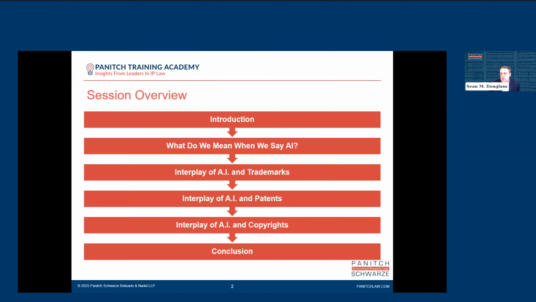This is just a little session overview of what we plan on doing: introduction, and then I'll start with what we mean when we say AI. I want to give a little bit of background on how we train and create these models and what they do, to set up a nice background for the rest of the presentation. Then Steve will go into the interplay between AI and trademarks. Ken and I will go through the interplay of AI and patents, and then we'll finish up with the interplay of AI and copyrights.